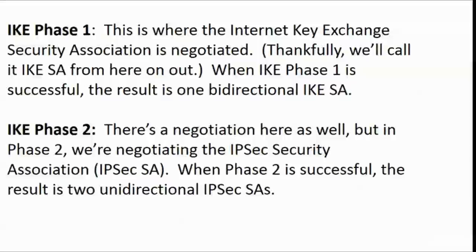As opposed to what we get at the end of IKE phase 2, there is a negotiation here, but what we're negotiating here is the IPsec Security Association. So if you say it out loud, it's IP Security Association. Let's just call it IPsec SA. Now when phase 2 is successful, what we end up with is 2 separate unidirectional IPsec SAs.